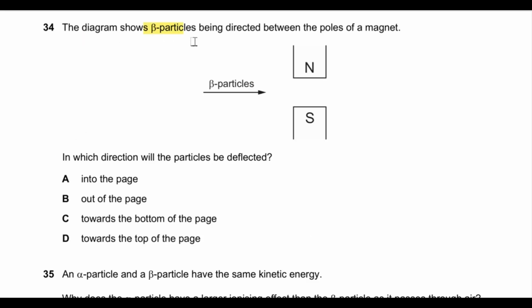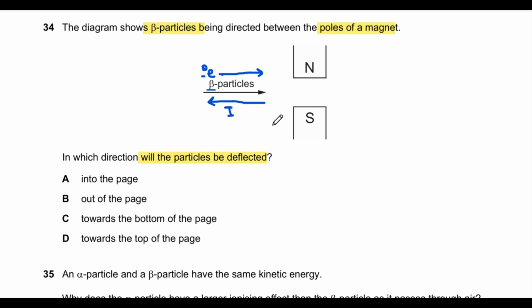Question number 34 says the diagram shows beta particles being directed between the poles of a magnet. In which direction will the particles be deflected? Beta particles are electrons, or we can say negatively charged particles. So if negatively charged particles are moving towards the right, the direction of current would be opposite to the direction of negative charge. That means current will travel towards the left. So this is the direction of current.